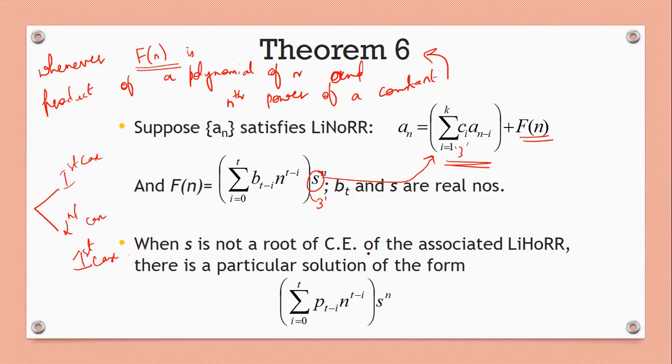When s is not a root of the characteristic equation of the associated linear homogeneous recurrence relation, if you remember it from the earlier topic, that is Theorem 5. In Theorem 5, we divided our equation into two parts. One was the associated part and the other was the particular solution, a_n of h plus a_n of p. Then when s is not a root of this equation, the solution will be of the form the sum for i equal to 0 to t of p_(t minus i) n power (t minus i) into s power n.